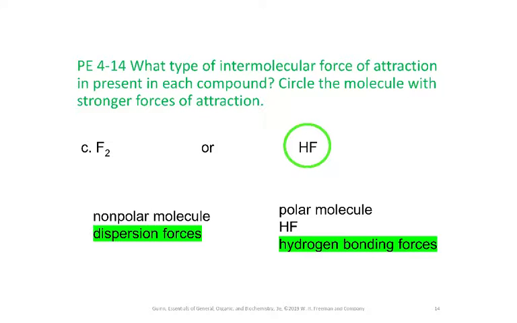Now F2 and HF. So F2 is nonpolar, right? Even though F has a very high electronegativity, if both atoms in a bond are the same thing, it is equal tug of war, and it is a nonpolar bond. So F2 would be a nonpolar molecule with dispersion forces. And once again, HF has hydrogen bonding forces.